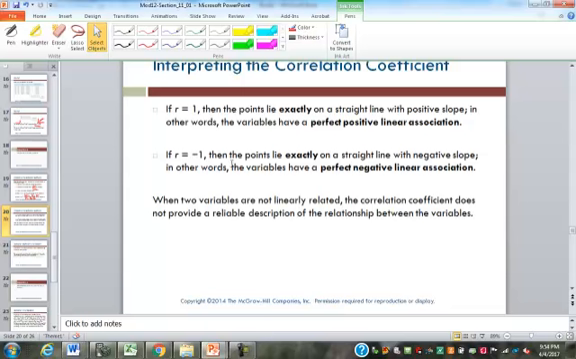So if r equals 1, that means they lie exactly on that line. It's a perfect positive association. And the same if r equals negative 1, they're exactly on the line. It's a perfect negative association. Almost never do we run into that unless the data was produced by a formula. If they're not linear related, then the correlation coefficient does not provide any reliable description. So then we can't proceed to that regression equation that we're going to talk about in the next section.